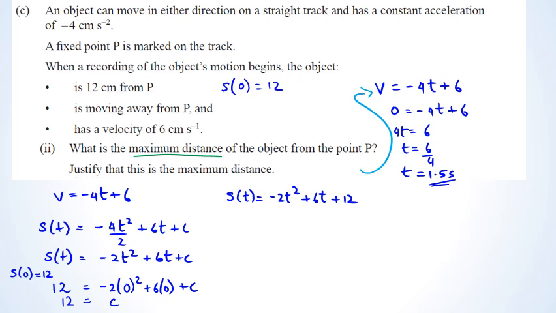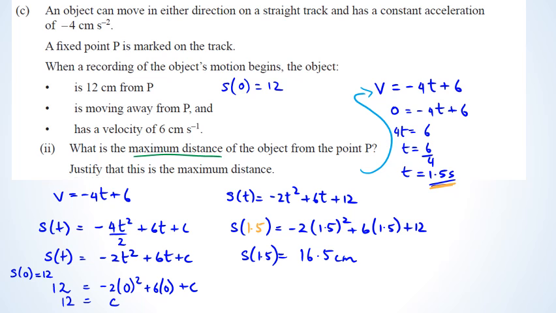So I substitute 1.5 seconds into s of t to figure out what the maximum distance is. I'm going to substitute s of 1.5 and figure out that distance. So I get negative 2 times 1.5 squared plus 6 times 1.5 plus 12. Now when I solve this, I end up with 16.5 centimeters.